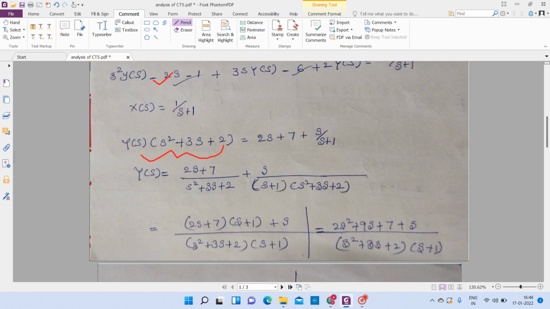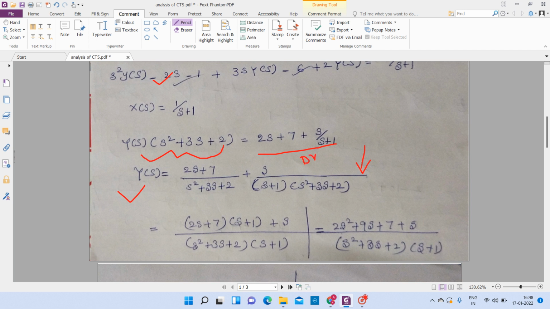Thereafter, here I have to find y of t. That is my ultimate goal. So I have taken this s square plus 3s plus 2 to the right hand side. So it looks like this. All these Y of s terms come here as the denominator term.